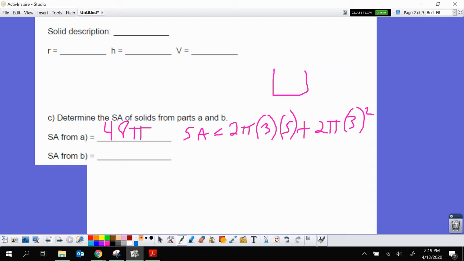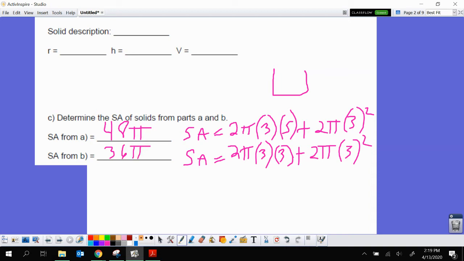Okay, and then part B, you're not going to see that cylinder on the inside, right? Because it's covered up by the biggest cylinder. And so we just need to get the surface area of the biggest cylinder. So that would be 2 pi times 3 plus 2 pi times 3 squared. And when you do all of that, you get 36 pi.